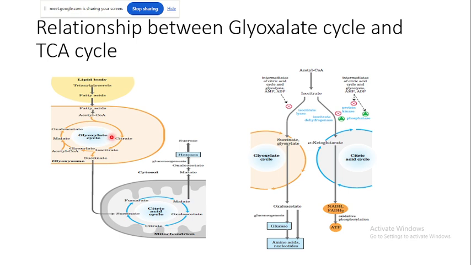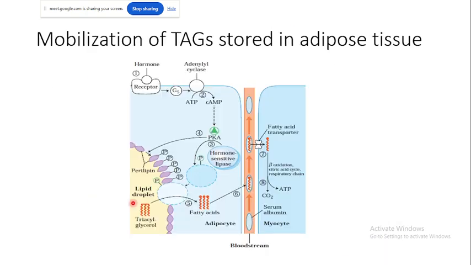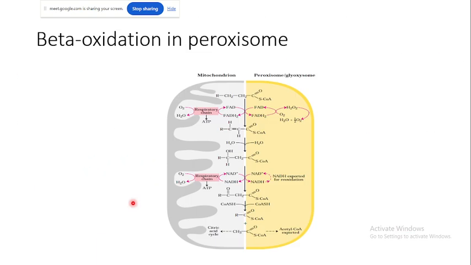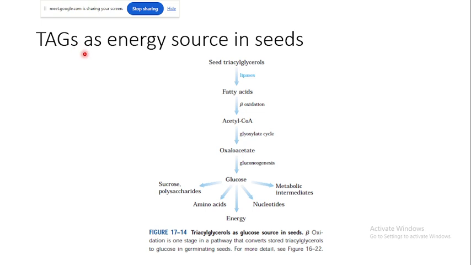So in glyoxylate cycle it will produce NADH, and also it will produce isocitrate, which will convert into succinate, which will come to mitochondria to take part in the citric acid cycle, which will produce ATP. Right? So the same thing is described here. So you can see that TAGs are an energy source in the seed. So lipase will break down to fatty acid.